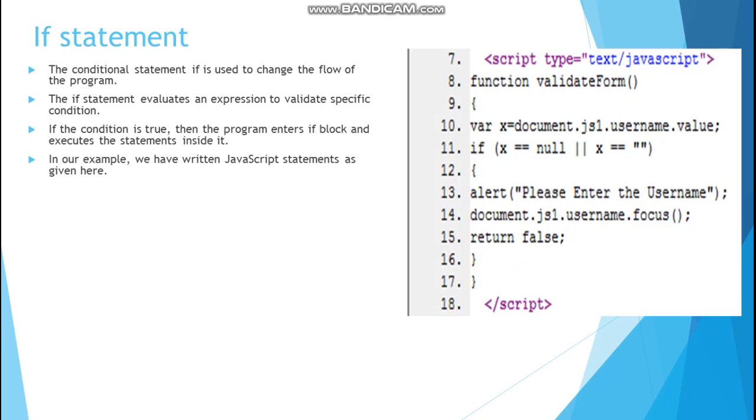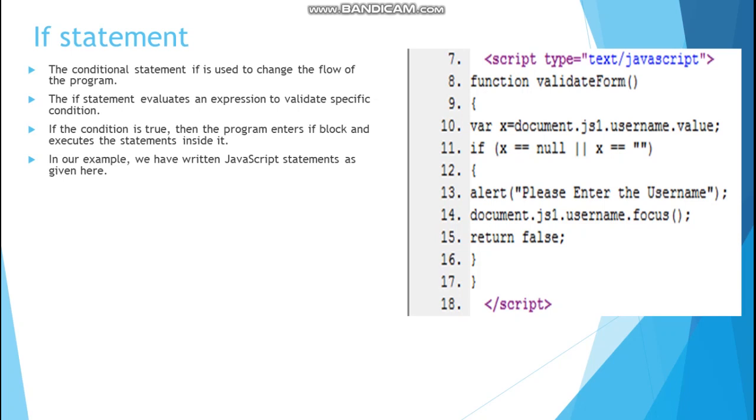Now the if statement is given. So if x double equal to null, remember null means nothing here. It means if there is nothing stored in the x variable, it means you have left the username text box blank. Then the double pipe sign is given. This double pipe sign is known as the OR operator. So x double equal to null or x double equal to double inverted comma, and inside the double inverted comma there is nothing written. It means blank.